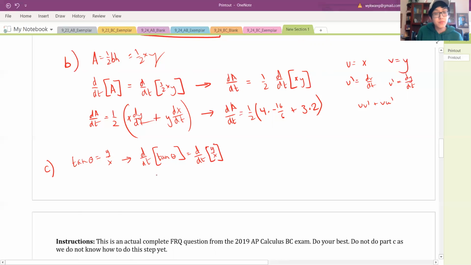Well, what's d over dt of tangent theta? What's the derivative of tangent? It's going to be secant squared of theta. But now we have to remember we're differentiating with respect to t, and theta is a different variable, so we need to multiply by d theta over dt.